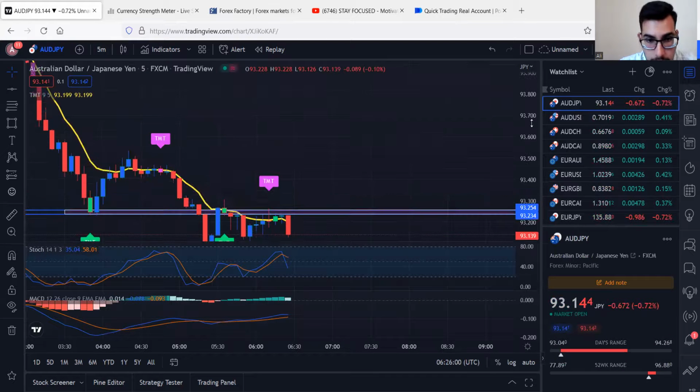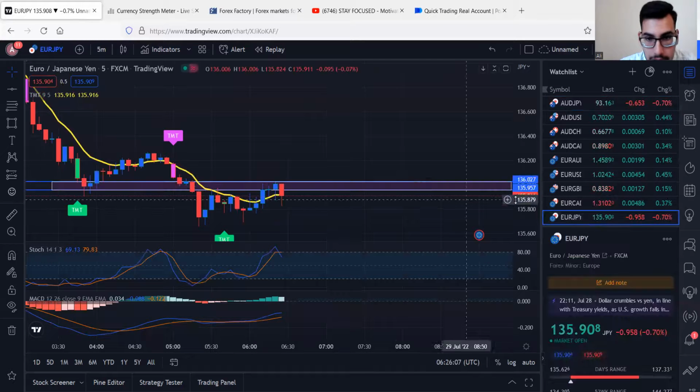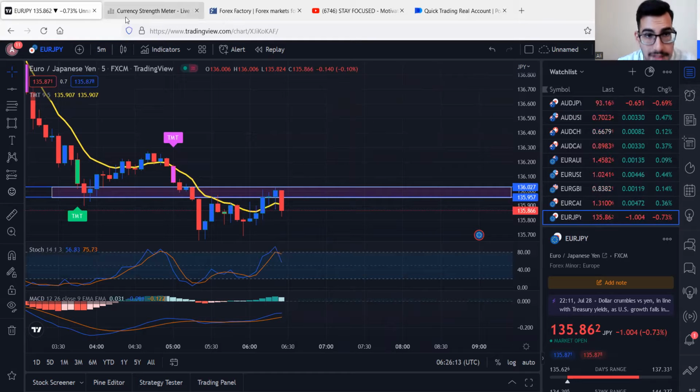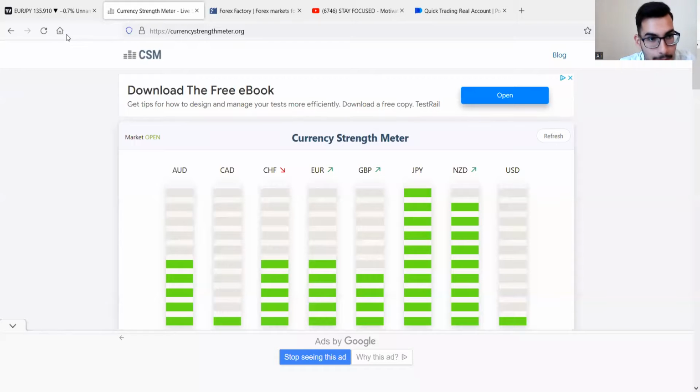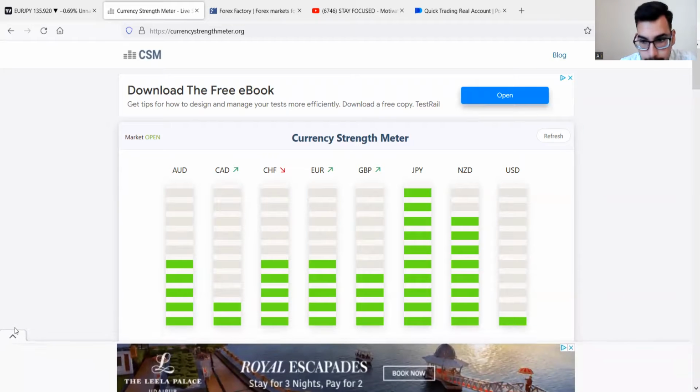Now, AUD JPY as well, it reached my area. And so far, we are clearing it. Euro JPY, same thing, we are clearing it. Happy days, happy days. We are having winning trades. And keep in mind, we are in a Friday. Fridays usually can get messy. But today it's not messy. It's well.